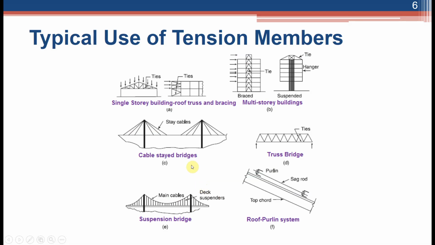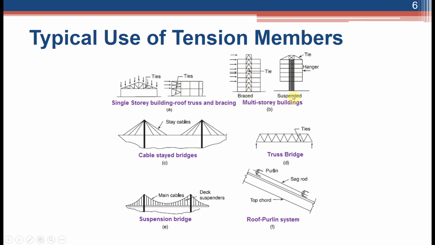Typical use of tension members. There are a variety of types of structures where tension members are utilized. Number one, this is a single-story building roof truss, and this is a bracing. In a roof truss, the bottom member is a tie member. Similarly, these inclined members of roof trusses are also called tie members. Similarly, in bracing, these inclined members are tie members. Then in braced buildings, the sloping inverted V-type shape is nothing but a tie member.